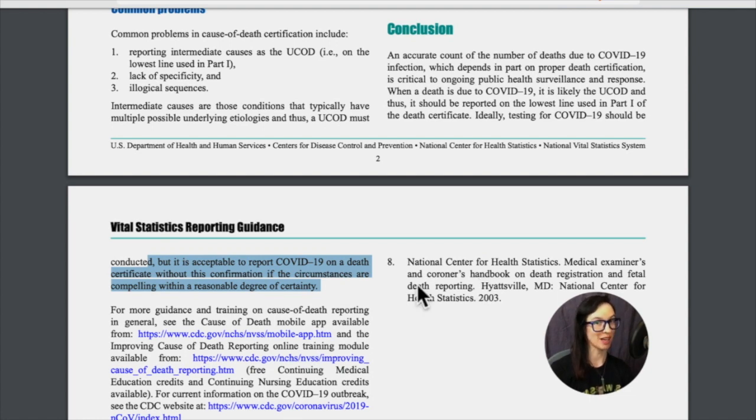So if someone died before they received the results of the test indicating whether they were infected with the virus or not, but the physician thinks that all of the other symptoms the person was experiencing that ultimately led to their death fit COVID-19, they can write that. I don't think that's as crazy as some people are making it out to be.